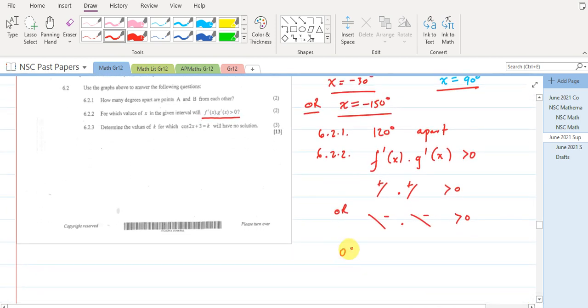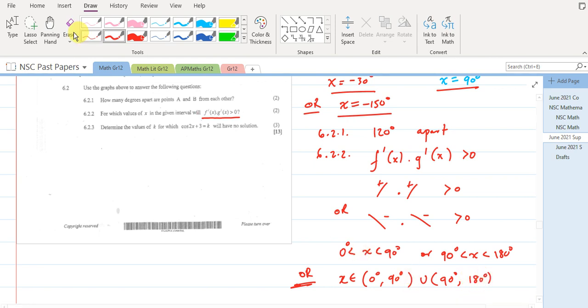So what's the answer? The answer is 0 is less than x is less than 90 degrees, or 90 degrees less than x less than 180 degrees. Or you can write it as x is an element from 0 degrees to 90 degrees union 90 degrees to 180 degrees. You don't have to put a union there, you can say or.